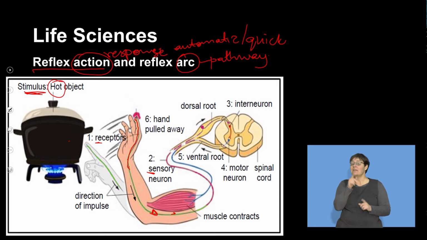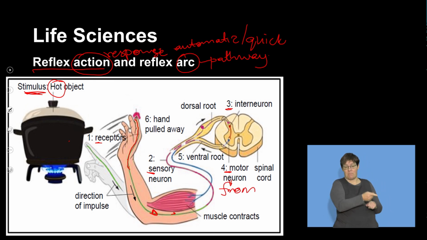Then, what is going to happen there? The impulse will be transmitted to the interneuron. Remember the function of the interneuron? From the interneuron, the interpretation of the impulse will be carried by the motor neuron. Remember, the motor neuron is carrying impulse from the spinal cord. And then this motor neuron will carry this impulse through this blue. It gets to the muscle here, which is referred to as an effector.